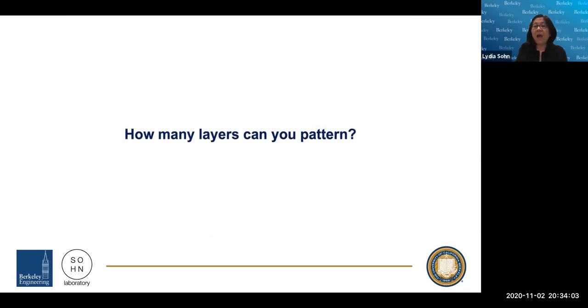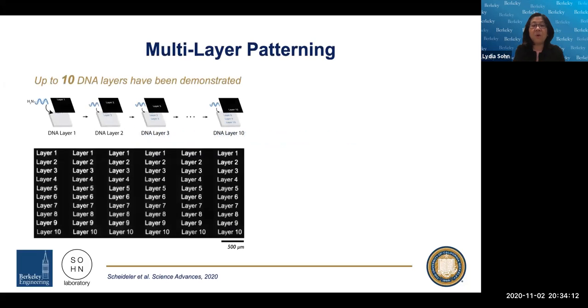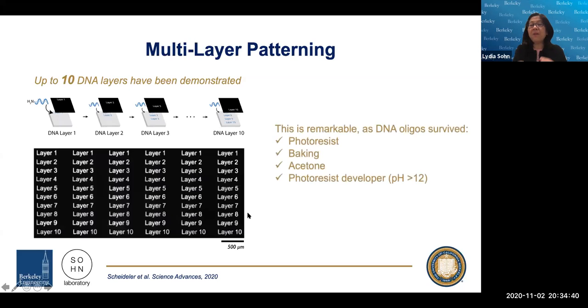The question really is how many layers can you actually pattern? How many different oligos can you pattern onto your substrate? Well, we've done a test, and what we found is that remarkably, we can pattern up to 10 different DNA layers on a substrate. Here, what you see is what Olivia had done, which was she had patterned her first layer of oligos, then she patterned the next layer, and so forth, all the way up to 10 layers. And what you can see is that the very first oligos that she patterned were not affected by all these different patterning steps. What I want to really emphasize is how remarkable this actually is.